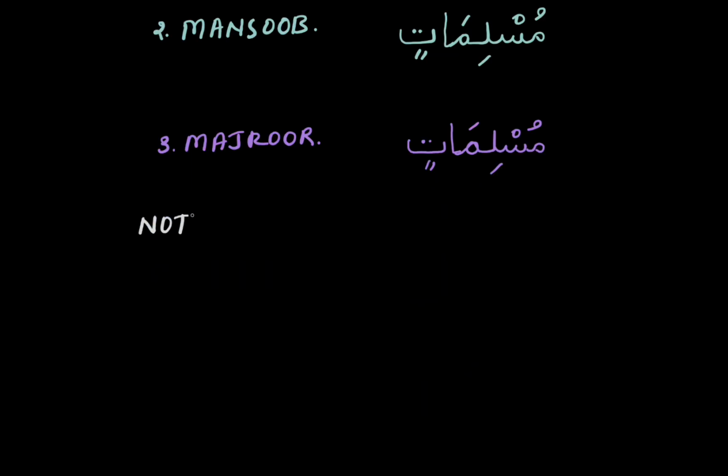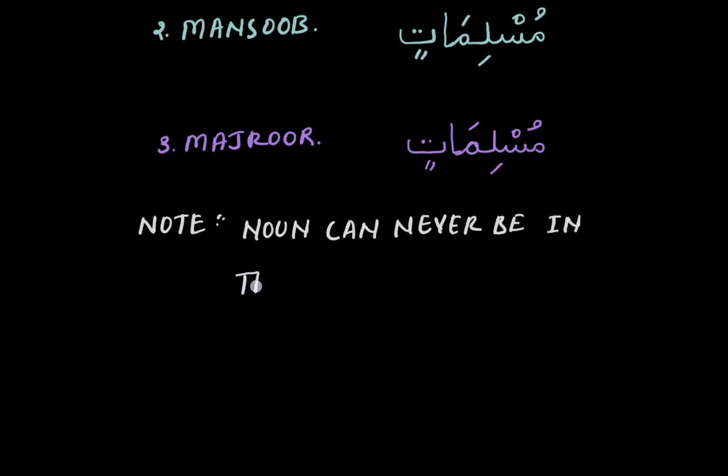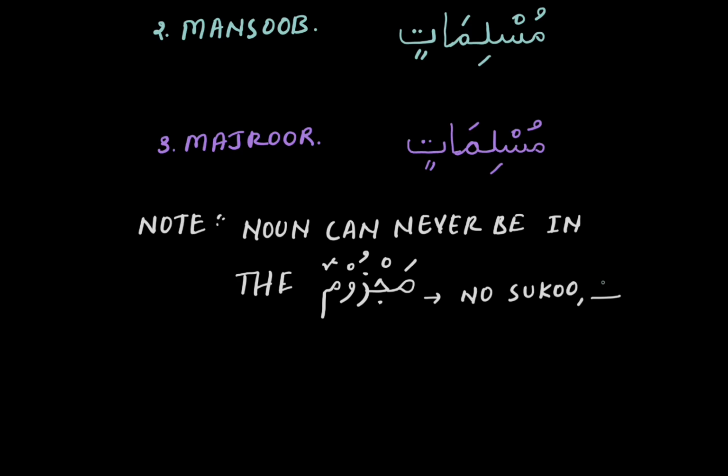There is a note here that nouns can never be in the majzum state. That is, in the majzum state there is a sukun at the end of the word. The sukun is a sign like a small zero at the end of the word. This is known as the majzum state, but nouns can never have this sukun at the end of their words.